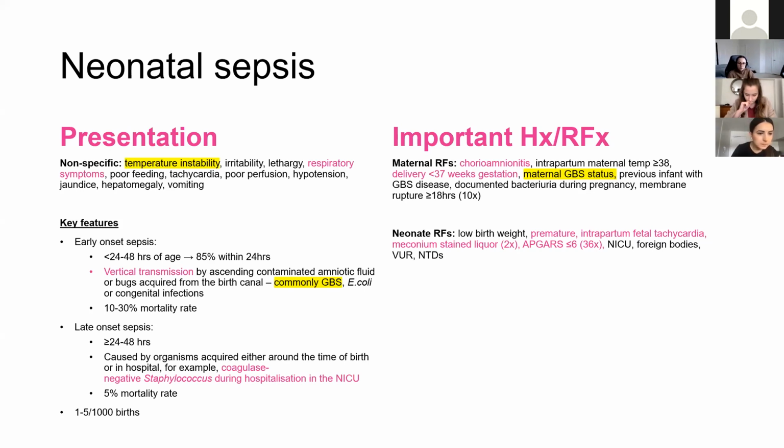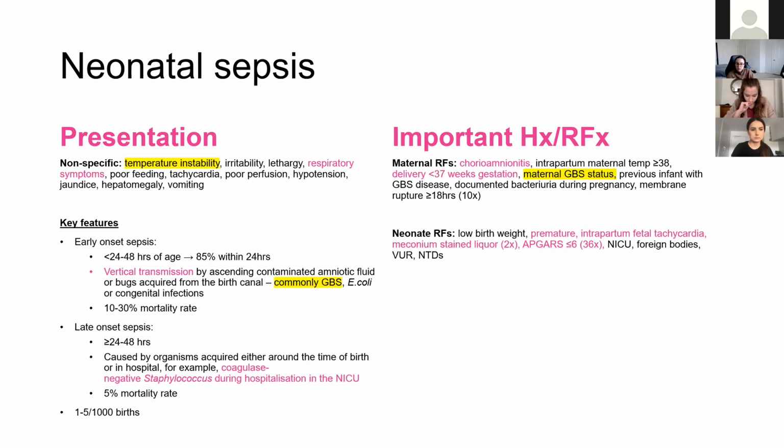Things that we want to know, apart from the timing of the onset, are some maternal risk factors. So has the mum had chorio? Was the baby prem? What was the mum's GBS status? Did she get intrapartum antibiotics? Did she even get a swab? Do we know what her GBS status is? Has a previous baby had GBS in a previous pregnancy for that mum? And if they've had a prolonged rupture of membranes, that actually increases the risk by 10-fold.